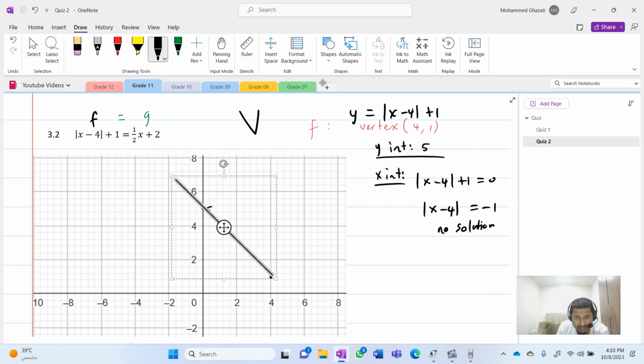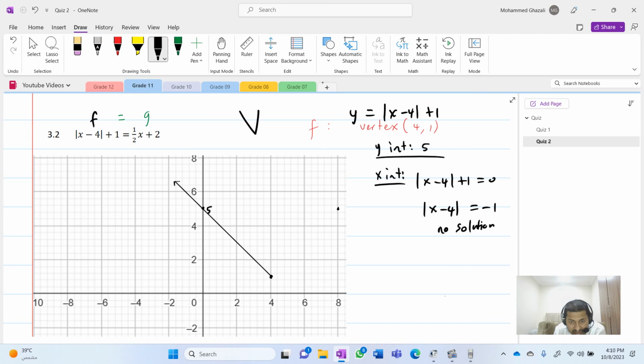We have to draw the graph to scale, otherwise we will not find solutions. Now just like how we have this vertex 4, 1, how do we know how to slope the line for this absolute value function? So it will be nice to substitute a value like 8 inside here. 8 minus 4 is 4, 4 plus 1 is 5, so 8 gives me 5.